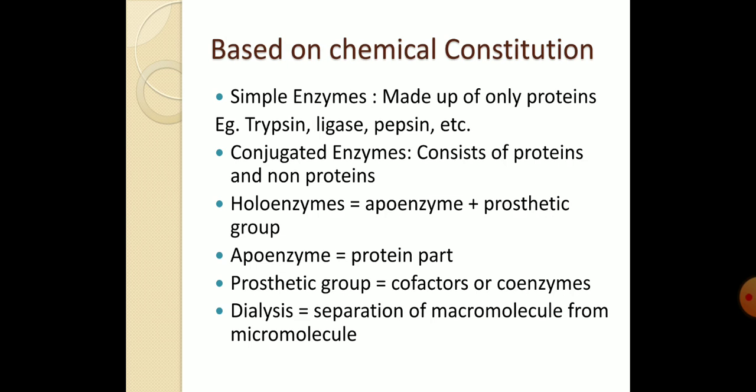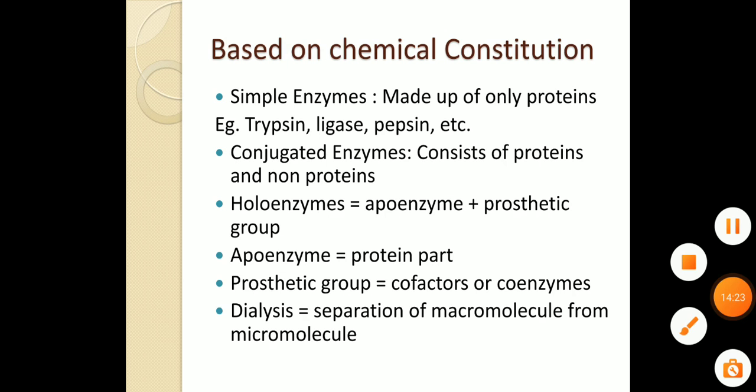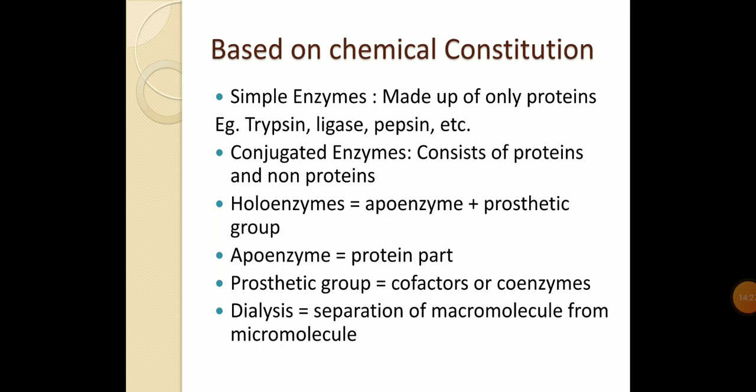Based on the chemical constitution, enzymes are divided into different types: simple enzymes, holoenzymes, apoenzymes. So there are different classifications. A simple enzyme means one made up of only one protein, such as trypsin. Conjugated enzymes constitute a protein and a non-protein part. Those are called conjugated enzymes. Simple enzymes have only one protein molecule, for example trypsin.